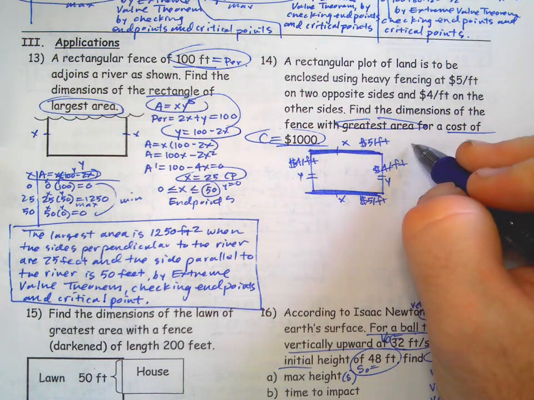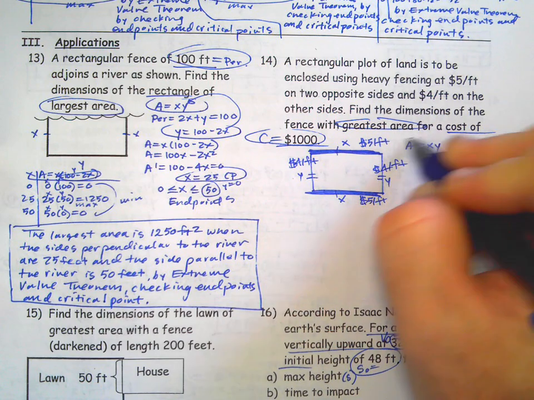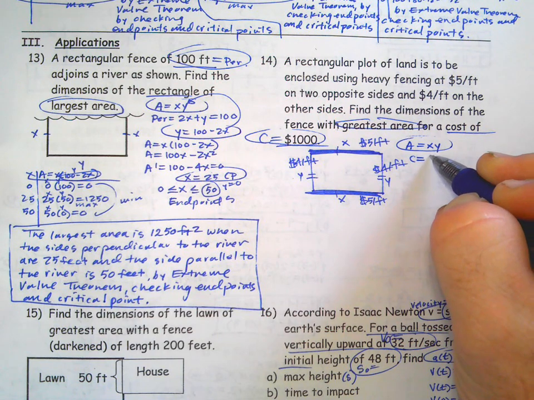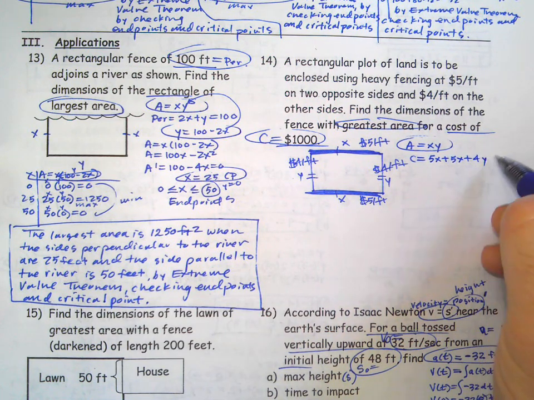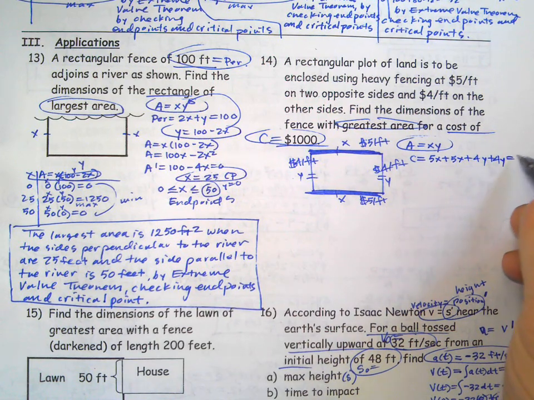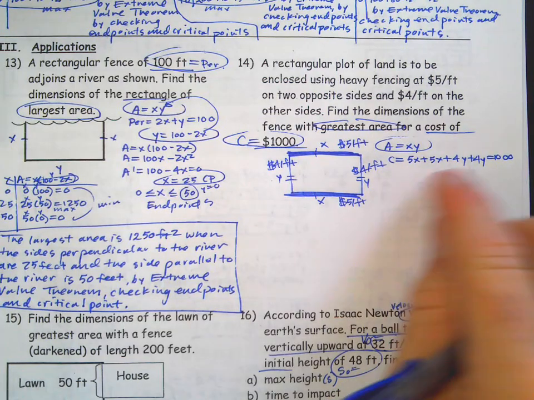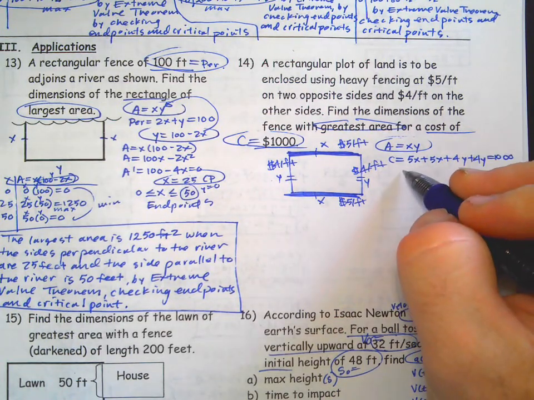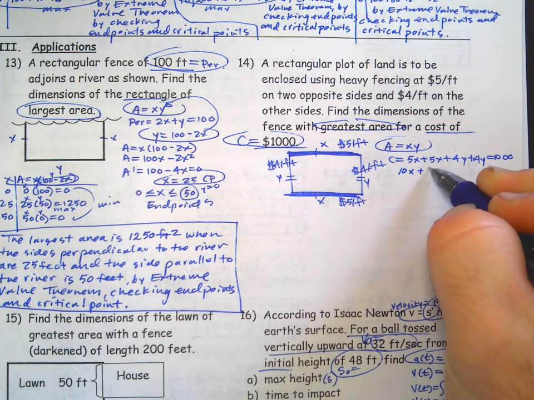So the thing we're trying to maximize is area, which is going to be xy. So that's your first step. Then we got to use cost, which is going to be 5x plus 5x plus 4y plus 4y adds up to 1,000. Okay, so now you could choose to solve x in terms of y or y in terms of x. Doesn't matter. You get the same answer in the end. The work's going to be a little different along the way. You could simplify this.